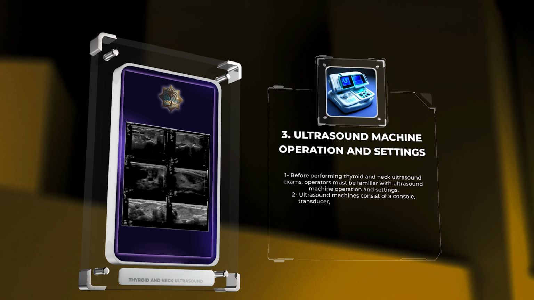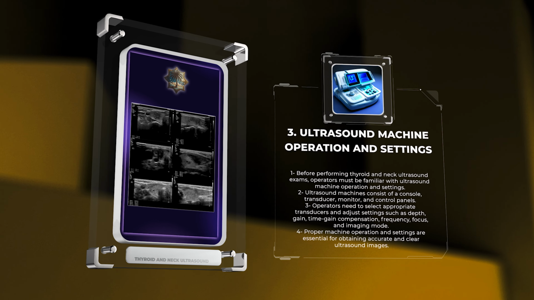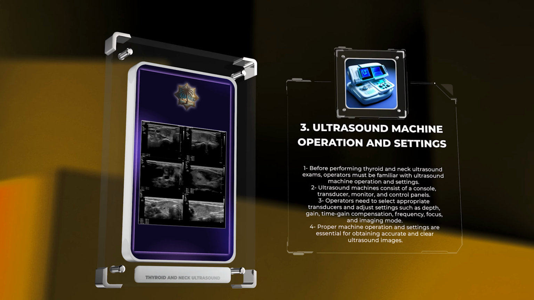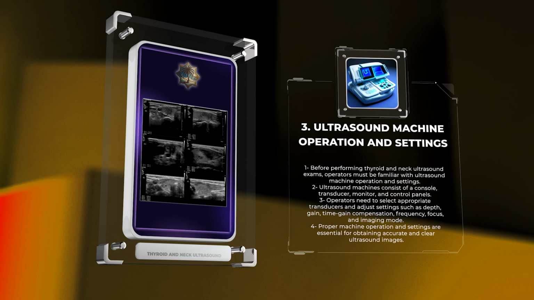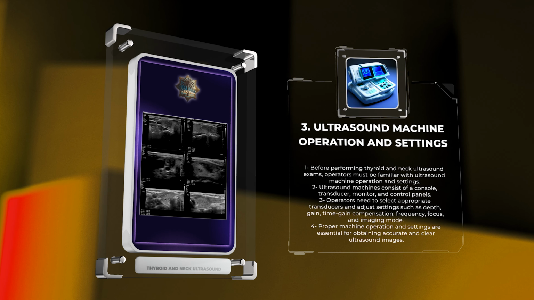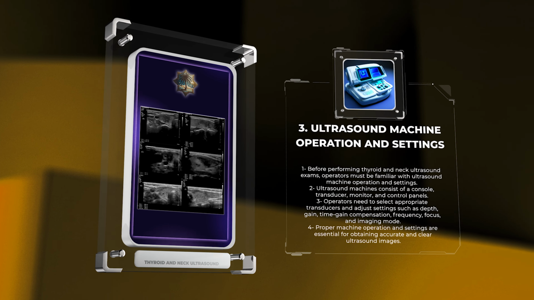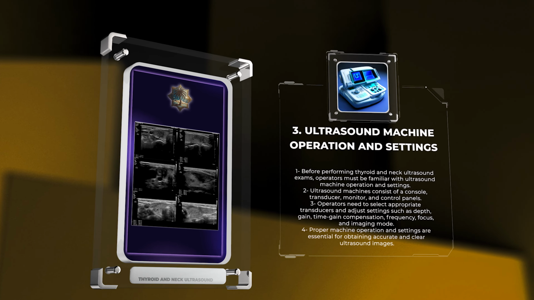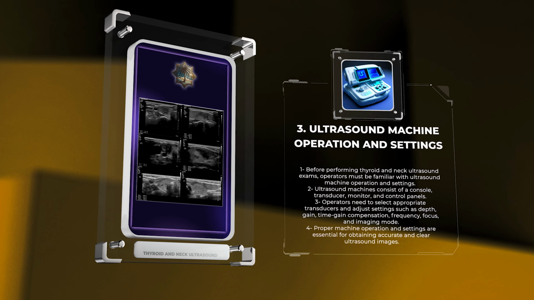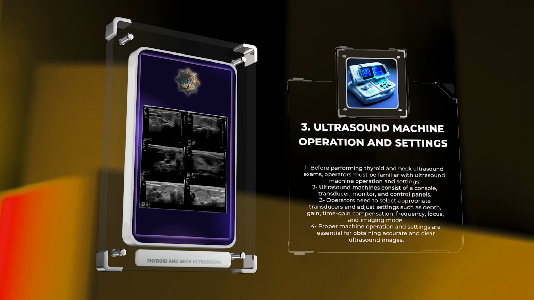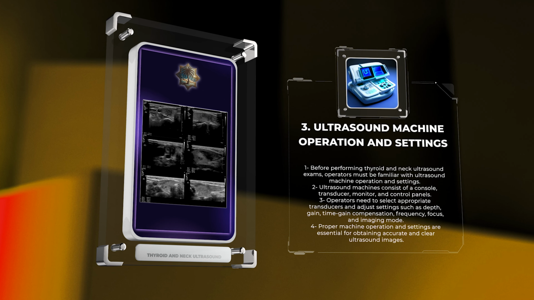Before delving into the technique and positioning of the ultrasound exams for the thyroid and neck, it is essential to familiarize ourselves with ultrasound machine operation and settings. Ultrasound machines consist of a console, transducer, monitor, and various control panels. Operators must select appropriate transducers, adjust depth settings, optimize gain and time gain compensation, adjust frequency and focus settings, and select the appropriate imaging mode, B mode, M mode, Doppler, etc.